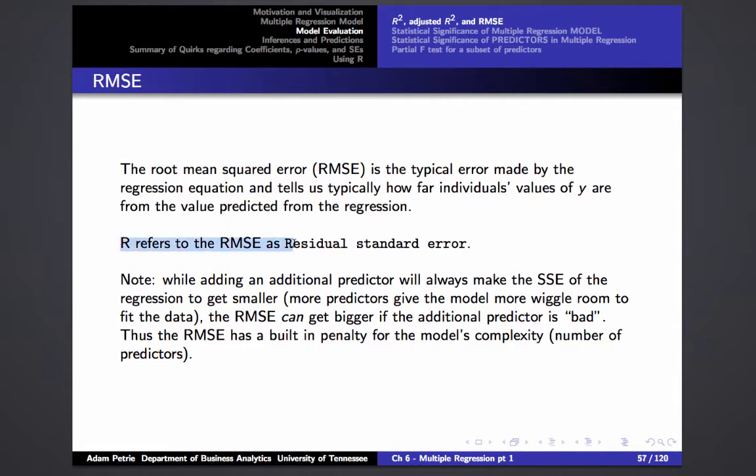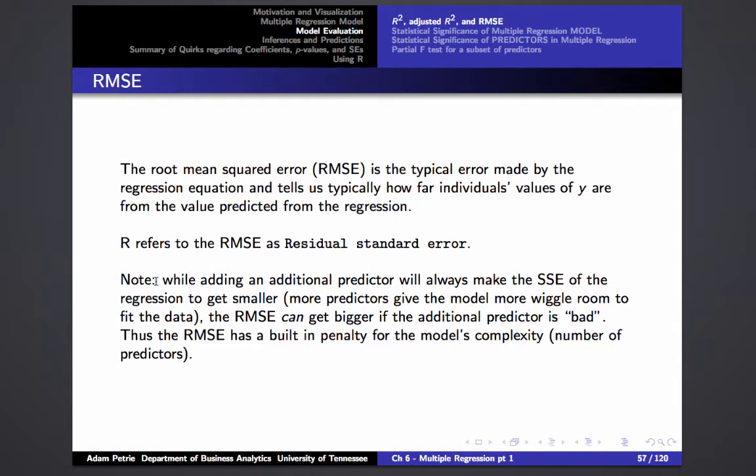So R refers to the root mean squared error as the residual standard error, and you always want to look at it to see, okay, well, how well is my model fitting the data? What's the typical error that it's making? Once again, the root mean squared error is only going to be a useful number if that regression model is appropriate. All the assumptions seem to be met.